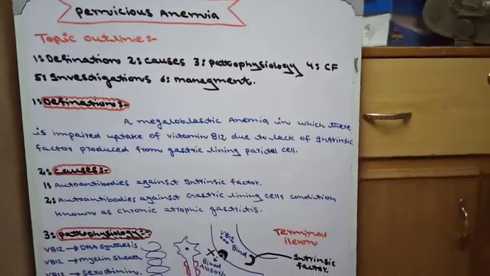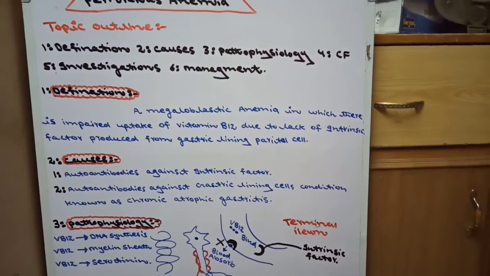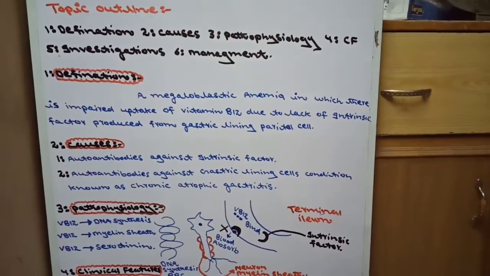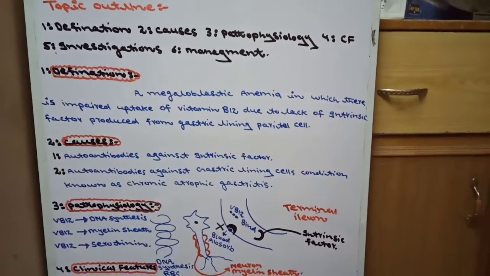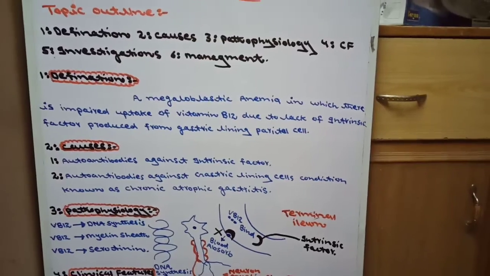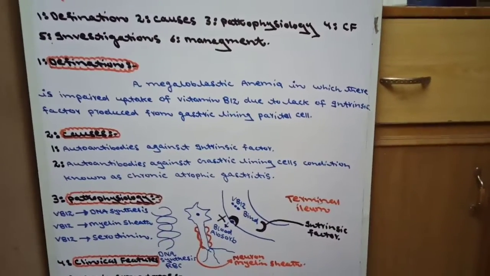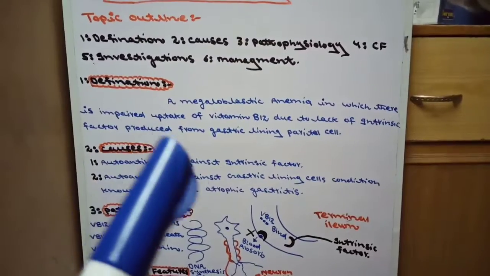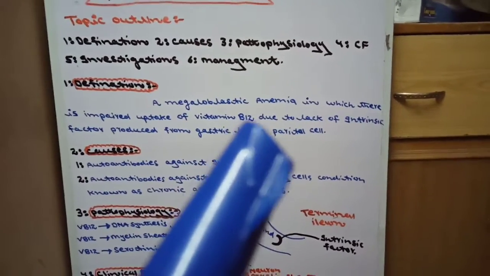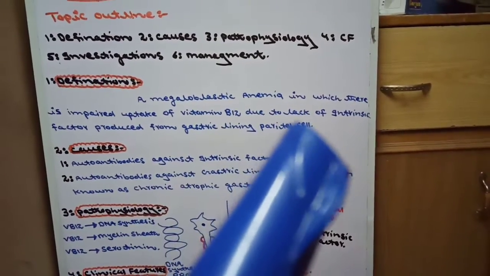First, definition. Basically, pernicious anemia is a megaloblastic anemia in which there is impaired uptake of vitamin B12 from GIT to blood due to lack of intrinsic factor. Why? Because intrinsic factor is produced from gastric lining parietal cells and is responsible for absorption of vitamin B12 from GIT to blood. Definition: a megaloblastic anemia in which there is impaired uptake of vitamin B12 due to lack of intrinsic factor produced from gastric lining parietal cells.